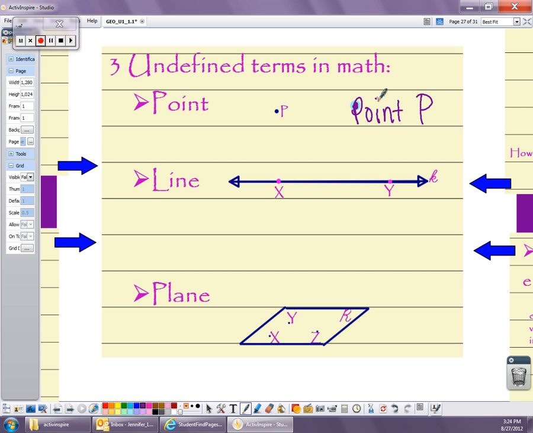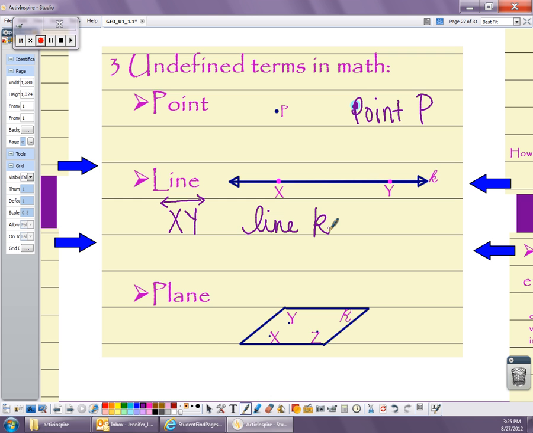So the next undefined term is line, and if I were to write this, it would be line XY, and I put an arrow on both sides. I use a capital X for the point X and a capital Y for the point Y. Or I could write line k, and that is actually a cursive k. Make sure that it is in cursive and that it is lower case.